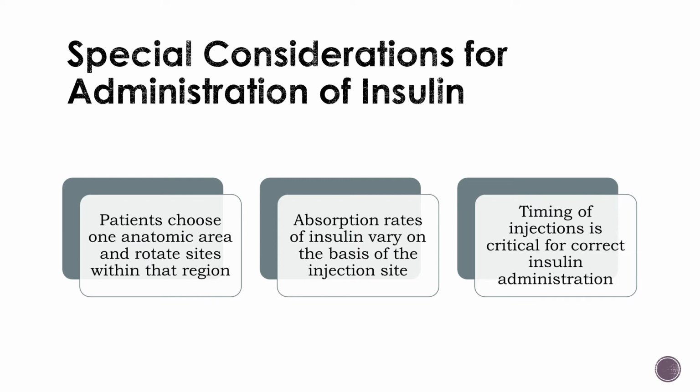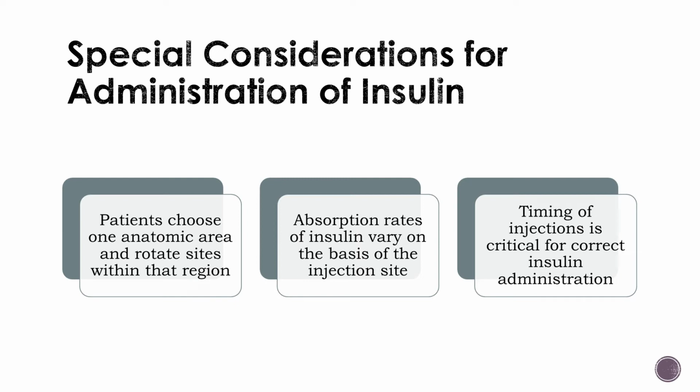Next is the absorption rate. As I talked about in the previous slide, the absorption rate varies based on the site of administration. For example, insulin absorbs slowly if injected in the thigh, so you have to remember when administering what the absorption rate is and what type of insulin you are administering.